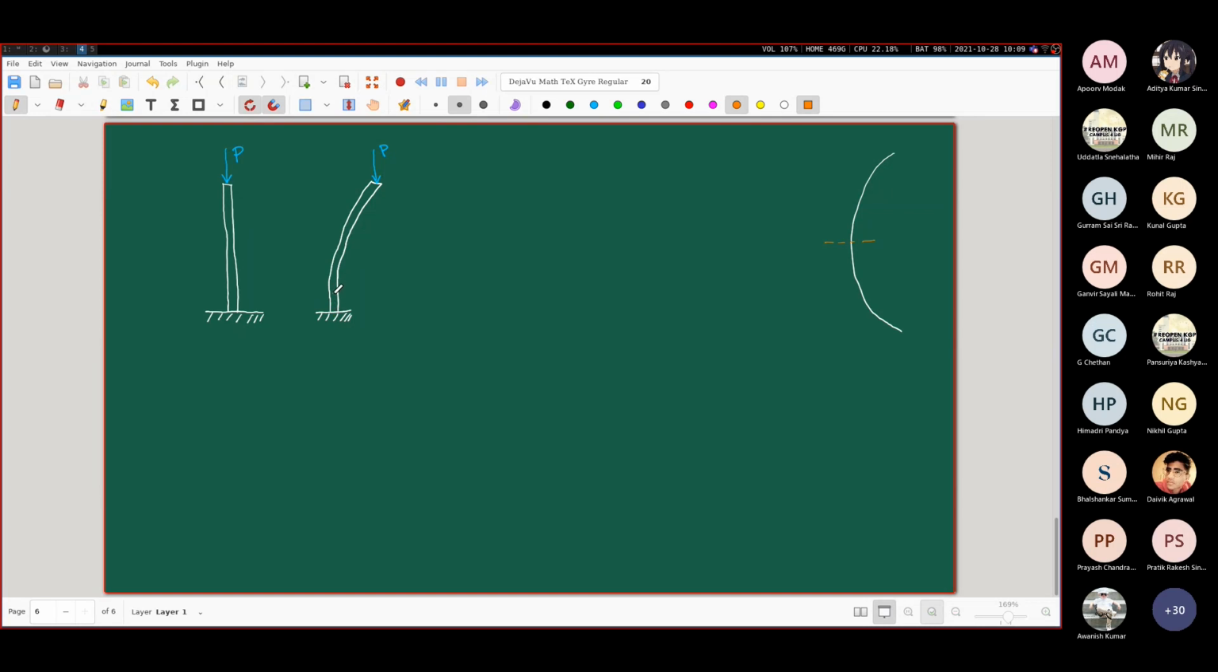Similarly, the slope here is also 0. The reason is that it is clamped to this ground. Because it is clamped to this ground, the slope here is 0. So it is as if this particular part is like this particular part, and this entire shape is like this entire shape.